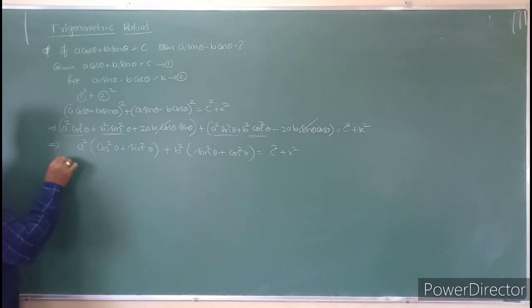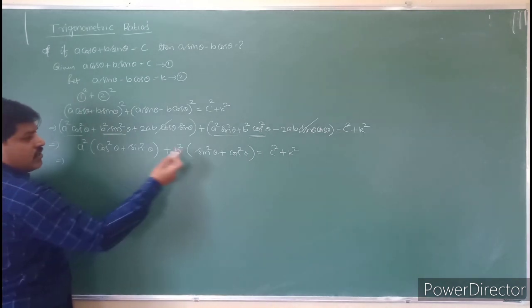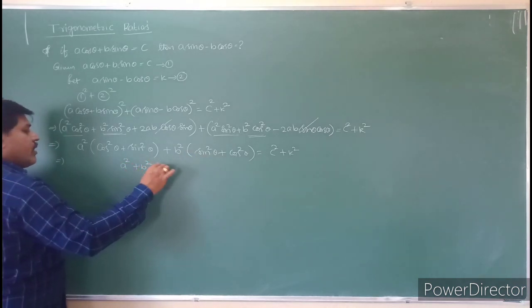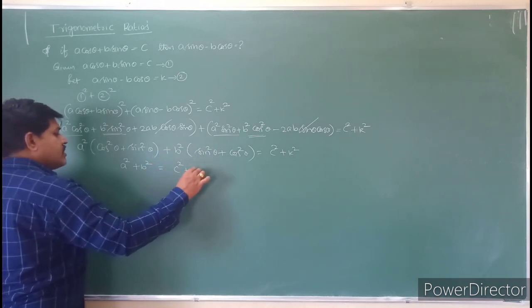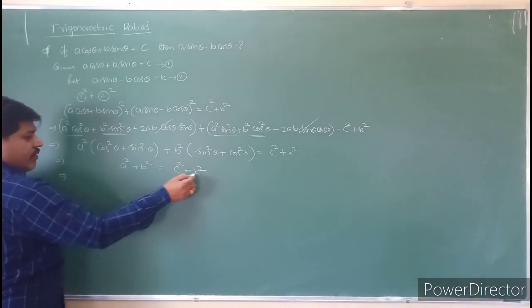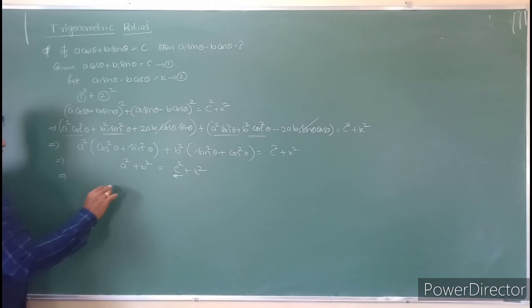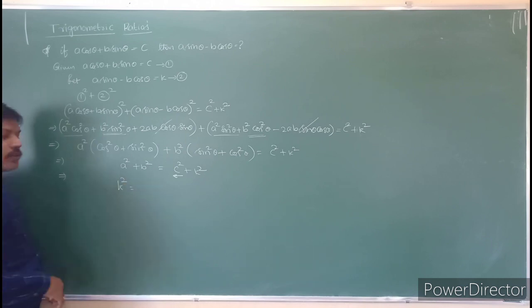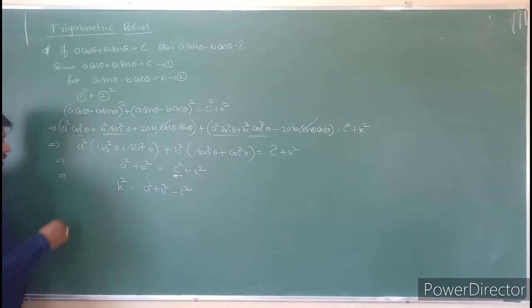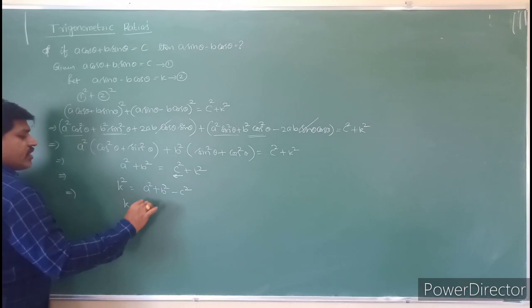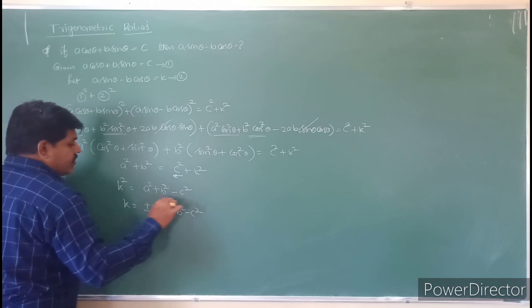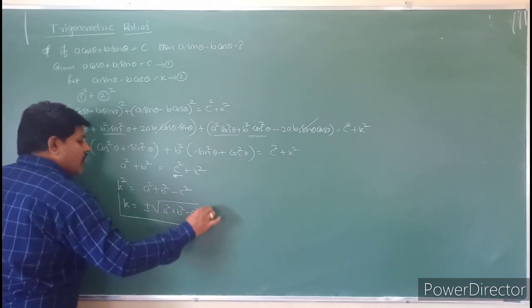So that implies cos square theta plus sin square theta value is 1, sin square theta plus cos square theta value is 1, then it will become A square plus B square is equal to C square plus K square. So I need this K square value. Take this C square to this side. What happens? K square is equal to A square plus B square minus C square. So that implies this K value is nothing but plus or minus square root of A square plus B square minus C square. So this is the required value.